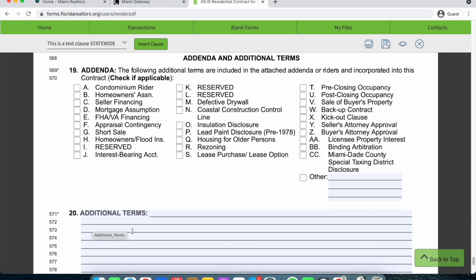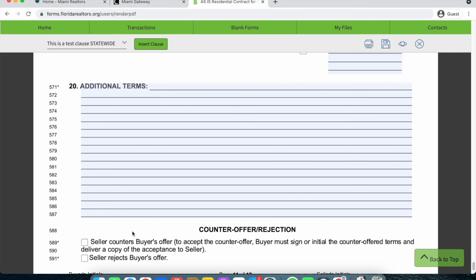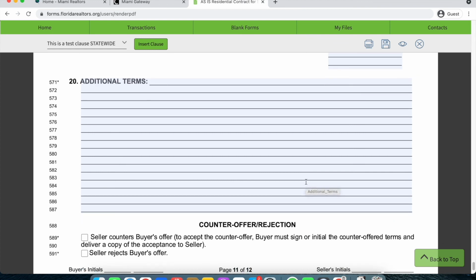On additional terms, you can always add anything else that the buyer and seller agreed upon, whether it be that the seller is going to contribute $3,000 towards the buyer's closing costs and prepaids, or whether it be that the buyer is going to pay above appraised value by $5,000, pay up to $5,000 above appraised value, but no more than purchase price. All this can be added on here if it's agreed upon as additional terms.